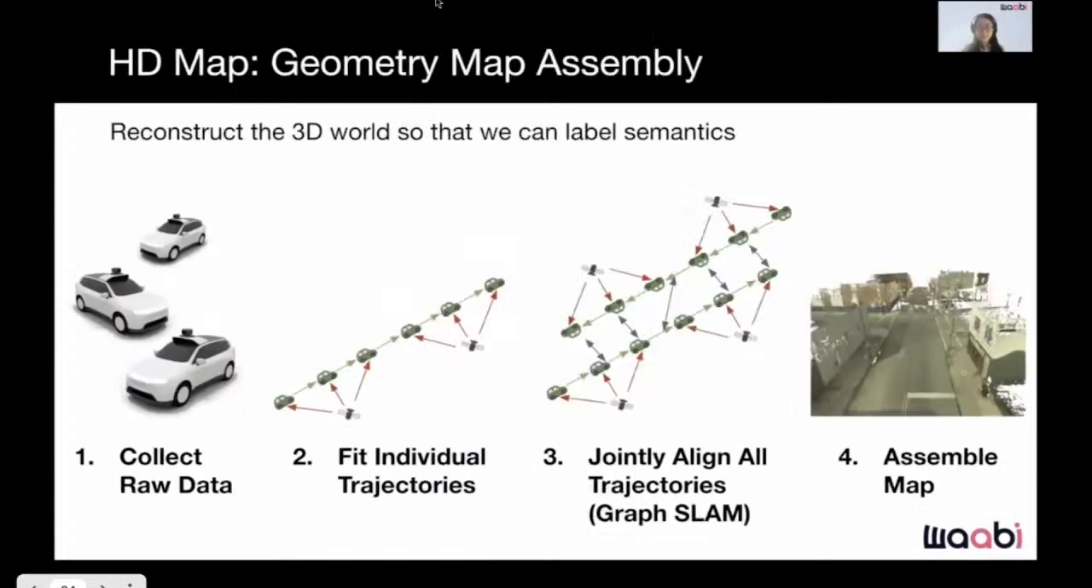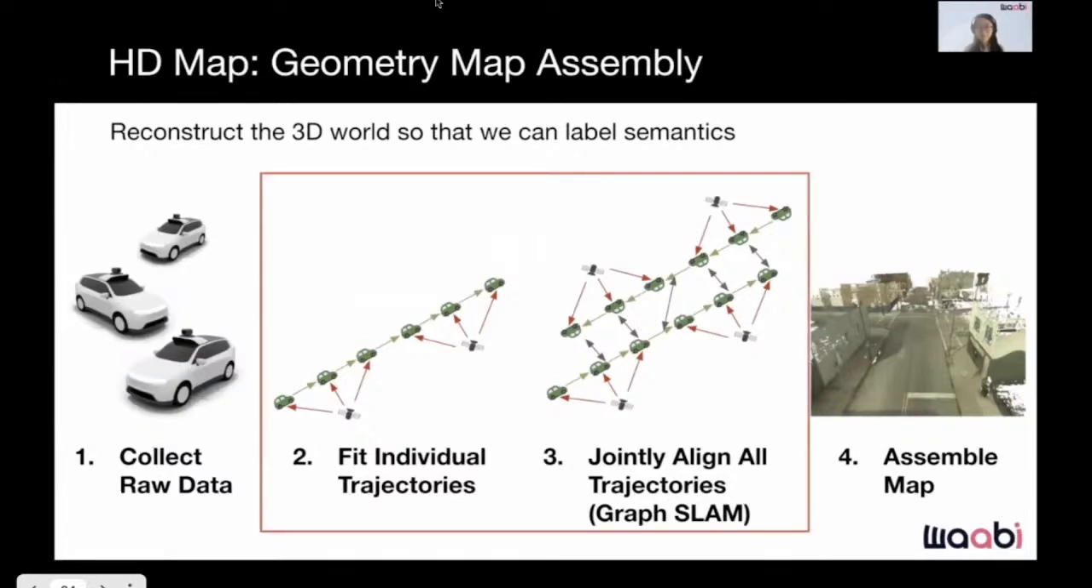With the collected raw data, we build the geometric HD maps in 3 steps. We first split the raw data into small chunks and fit trajectories for individual chunks. This process can be performed in parallel. We then align all trajectories in a massive global optimization problem, which can be solved with graph SLAM techniques. Finally, we assemble the chunks to build a globally consistent geometric map.